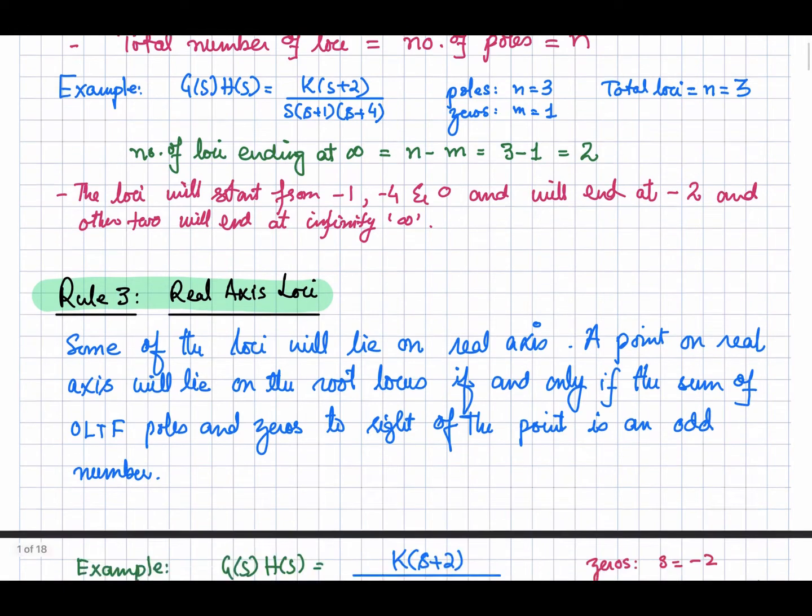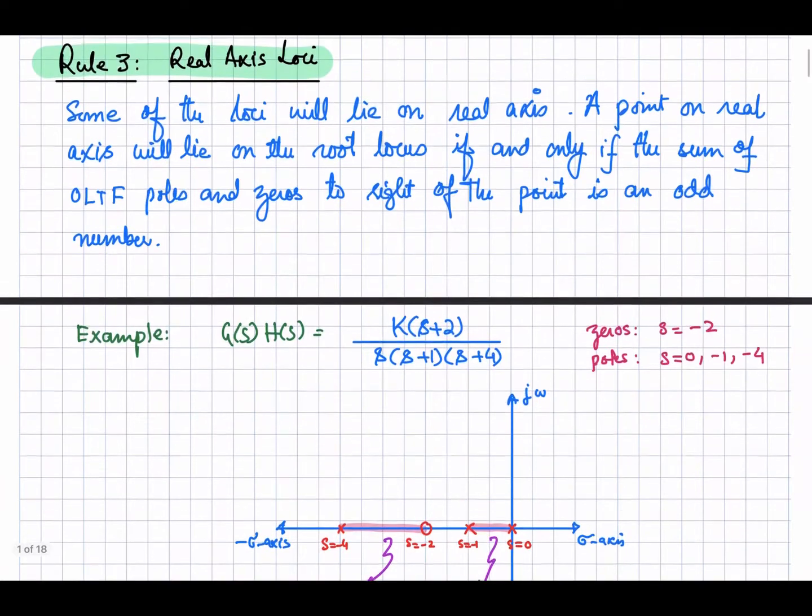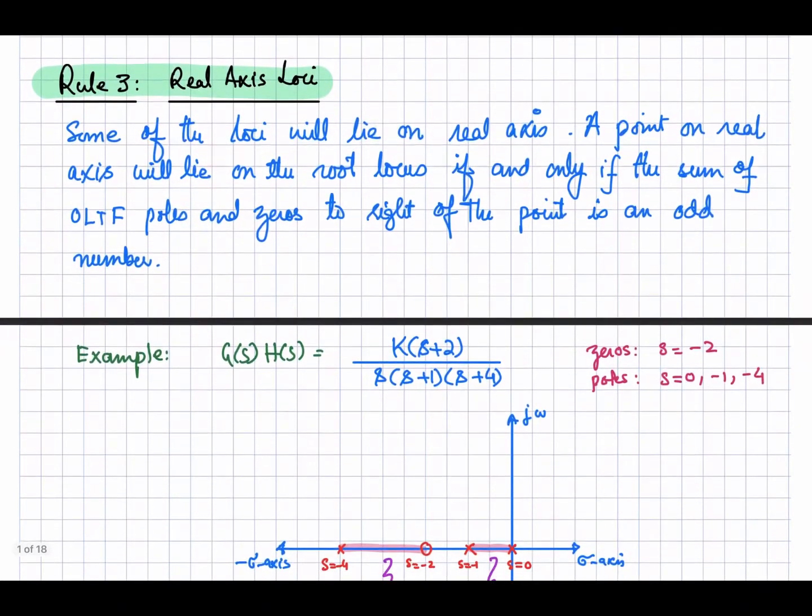The third rule for the root locus is to find out which part of the real axis is part of the root locus. Some of the loci will lie on the real axis. A point on the real axis will be part of the root locus if and only if the sum of the open loop transfer function poles and zeros to the right of the point is an odd number.